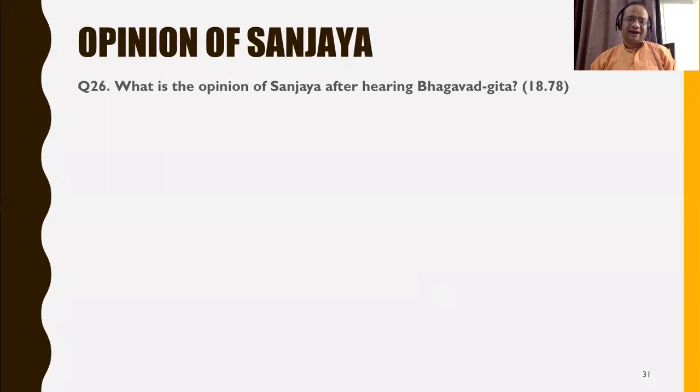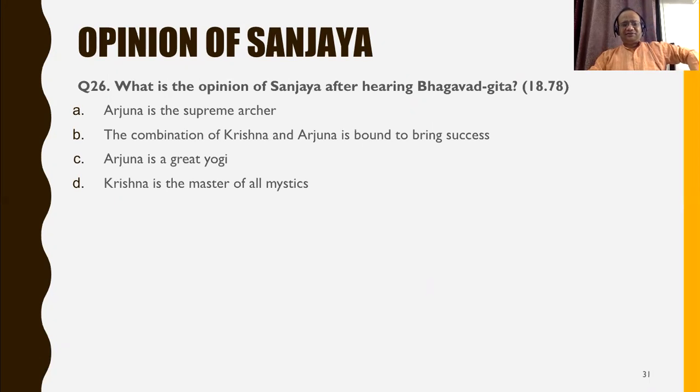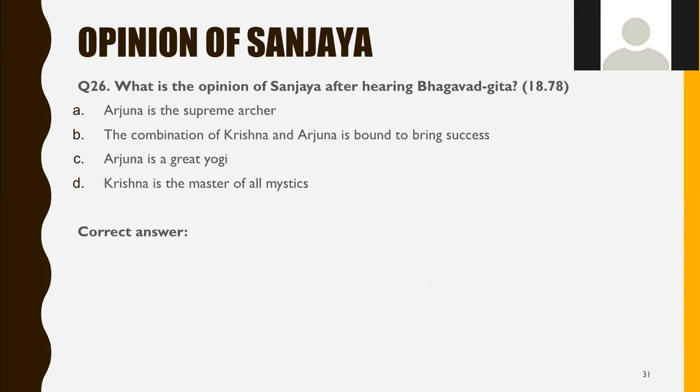Okay. The final question. So, we made it. What is the opinion of Sanjaya after hearing Bhagavad Gita? Arjuna is a supreme archer. Combination of Krishna and Arjuna is bound to bring success. Arjuna is a great yogi. Krishna is the master of all mystics. B. The combination of Krishna and Arjuna is bound to bring success.